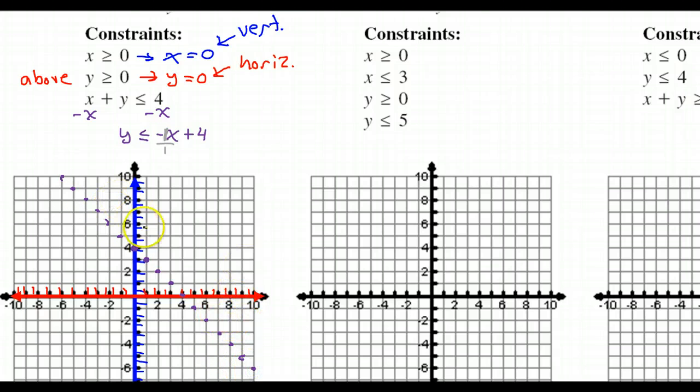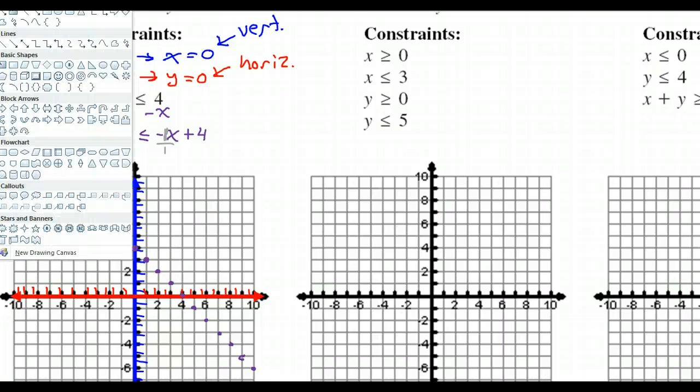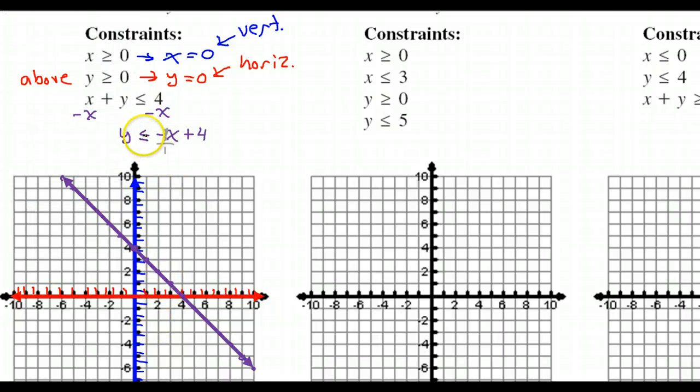Okay. Now we know that we have to be to the right of the blue line and above the red line. So basically we have to stay in the first quadrant. So really we know it's going to be only this portion of the purple line that is even possible. Because this is less than or equal to, again, we know we have to stay on the below side of the line. And this is the side that is below the line.